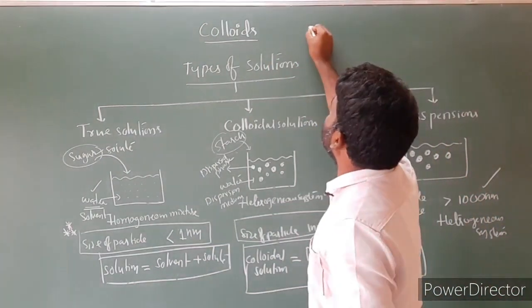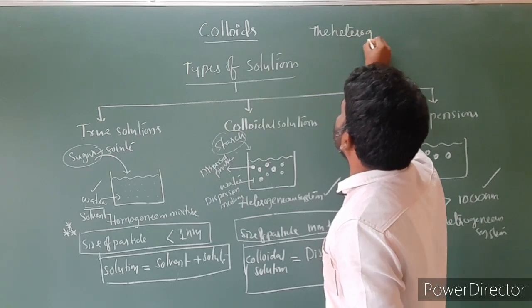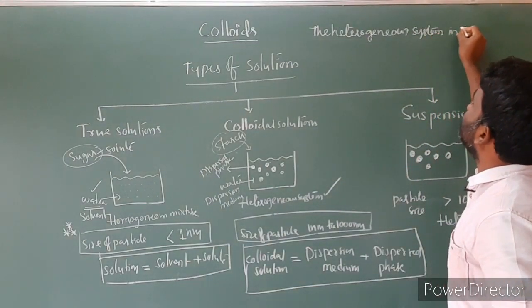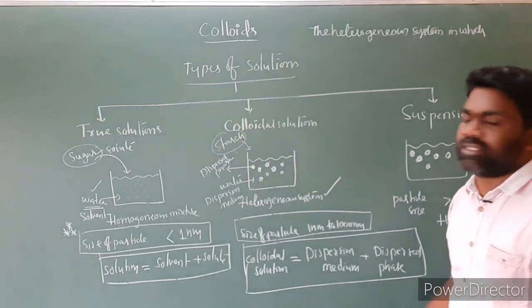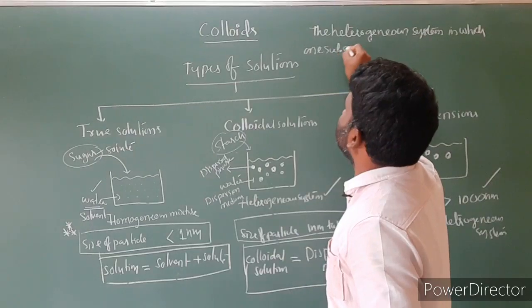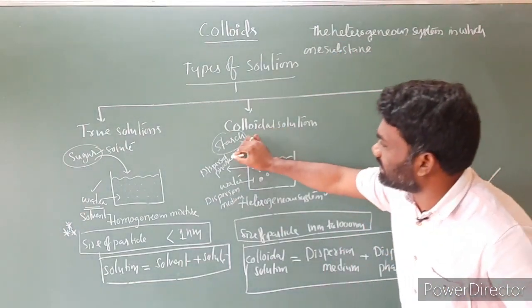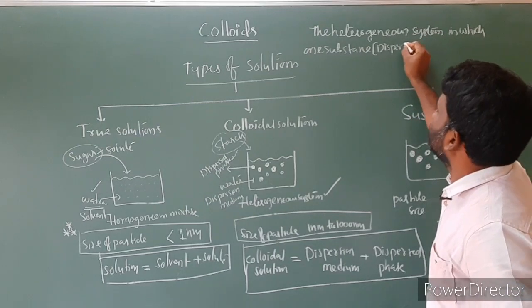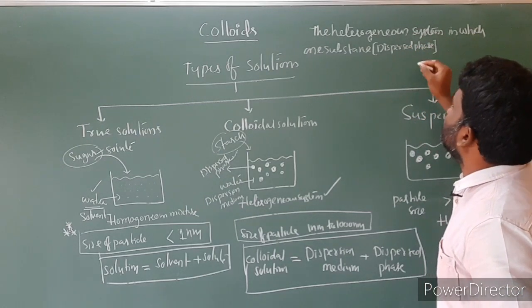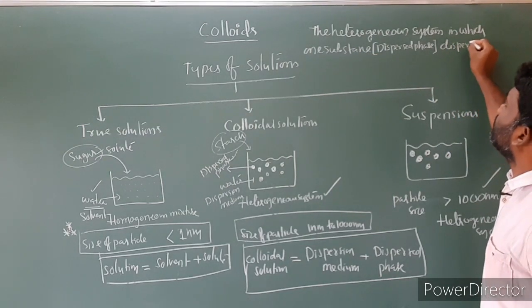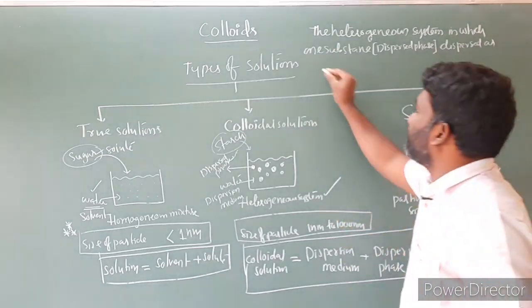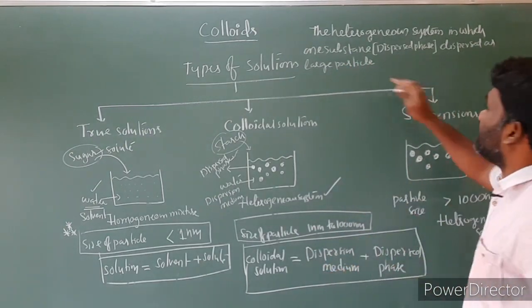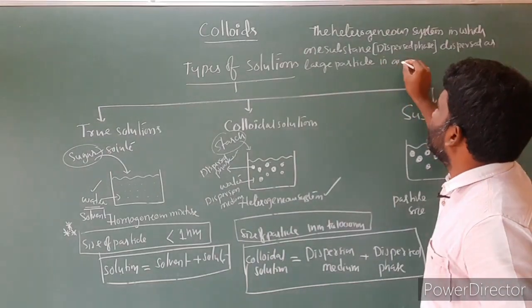Colloids are defined as a heterogeneous system in which one substance, that is the dispersed phase, is dispersed as large particles in another substance.